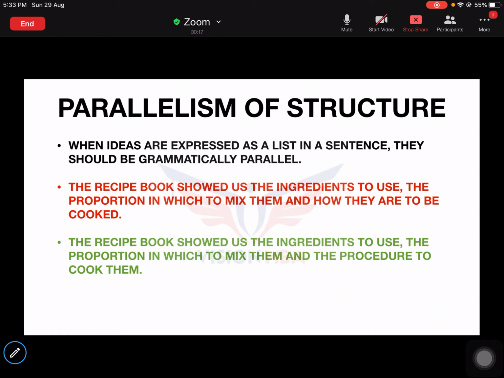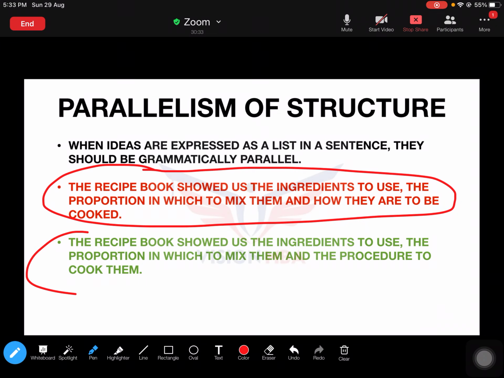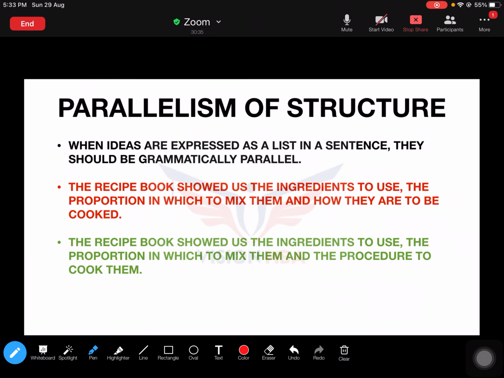The recipe book showed us the ingredients to use, the proportion in which to mix them, and how they are to be cooked. Read this red sentence, and check the green one. Ask yourself, where is the difference? Before I start explaining, read it and understand. Ask yourself why the green is right and red is wrong. What went wrong in red?